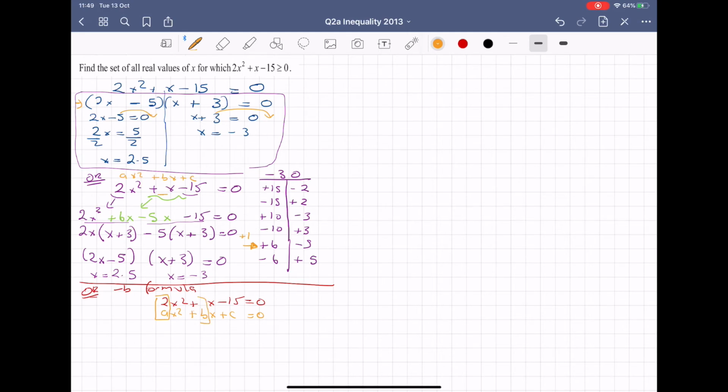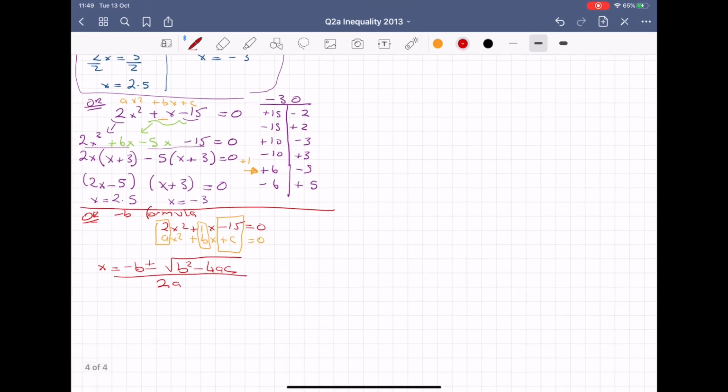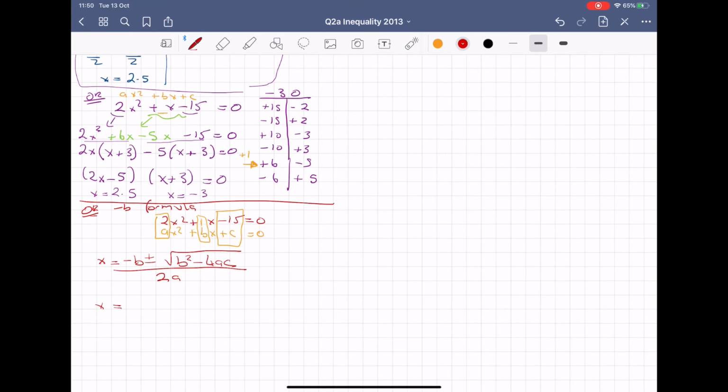The coefficient of the x terms we call b, that's 1 in this one. When there's no number in front of x, it's 1, it's not 0. And my c is 15. And from your log tables, you'll see that the minus b formula is minus b plus or minus the square root of b squared minus 4ac all over 2a. When you do that formula enough, you will learn it off.